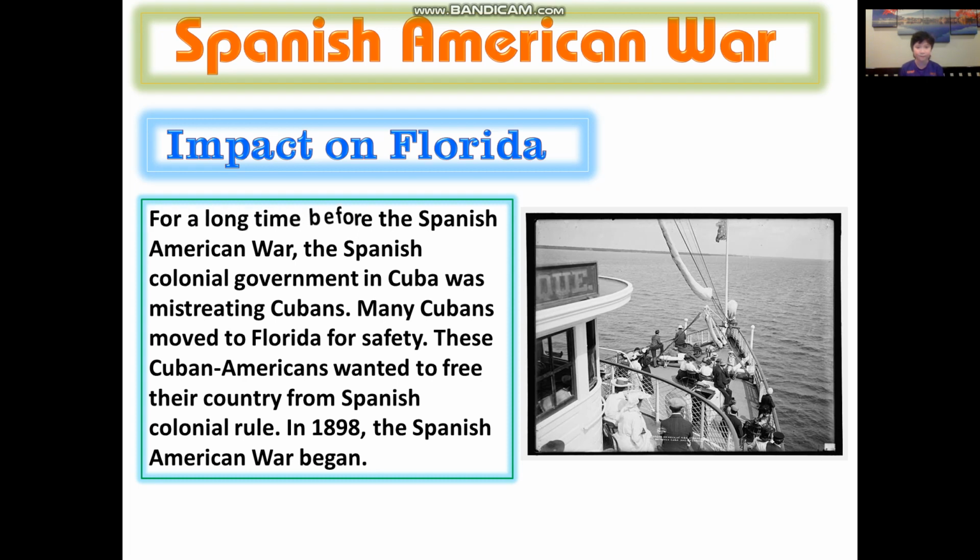For a long time before the Spanish-American War, the Spanish colonial government in Cuba was mistreating Cubans. Many Cubans moved to Florida for safety. These Cuban Americans wanted to free their country from Spanish colonial rule. In 1898, the Spanish-American War began.